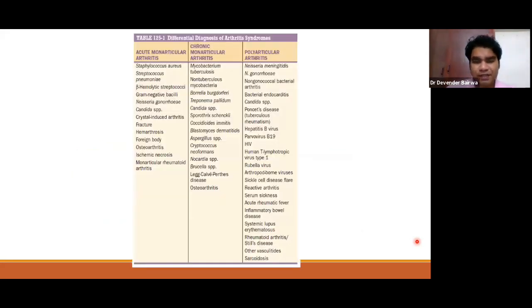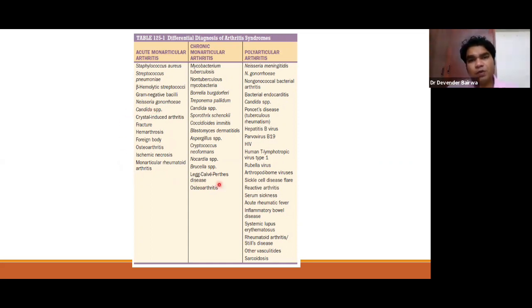This table is from Harrison. This table shows some commoner causes of arthritis syndromes in our patients. In acute monoarticular arthritis, as we can see in this table, most of these organisms are infective forms like bacteria, staph, strep, gram-negative bacilli, Neisseria, and fungal candida. There are other causes they have mentioned which are non-infective and should be considered when the possibility of infection is low.